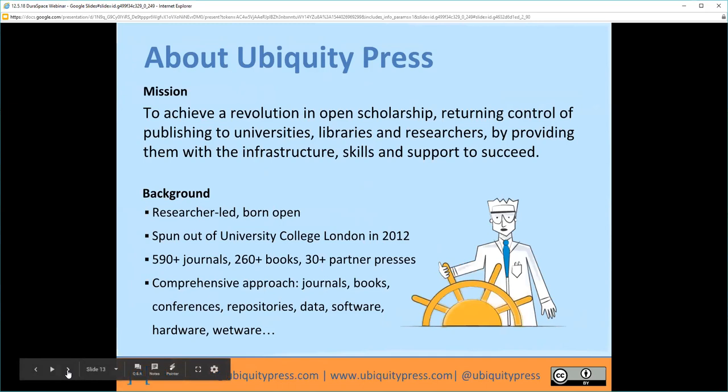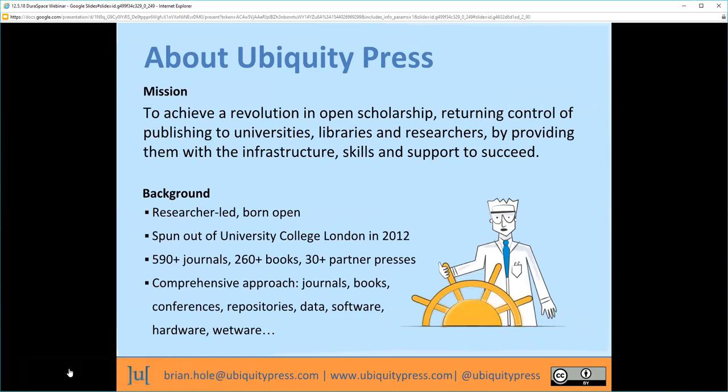So we spun out of University College London in 2012, but we've grown very quickly with this model. We have almost 600 journals now. We publish a lot of open access books, and we have about 30 partner presses, which are the libraries and university presses we work with, enabling them to publish open access.